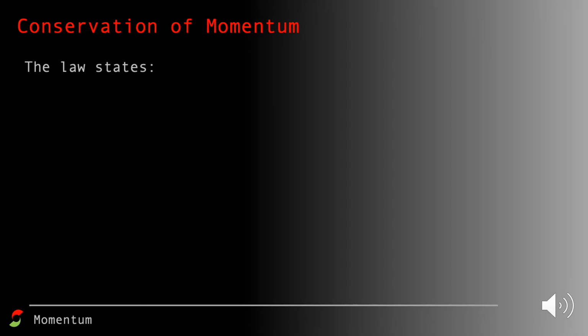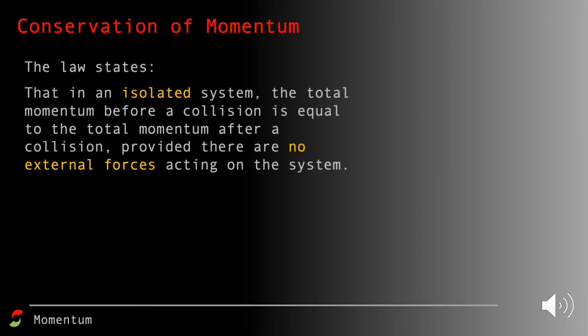So, the conservation of momentum. It's a little bit wordy, this. In an isolated system, the total momentum before a collision is equal to the total momentum after a collision, provided there are no external forces acting on the system. So, I've highlighted some words there.